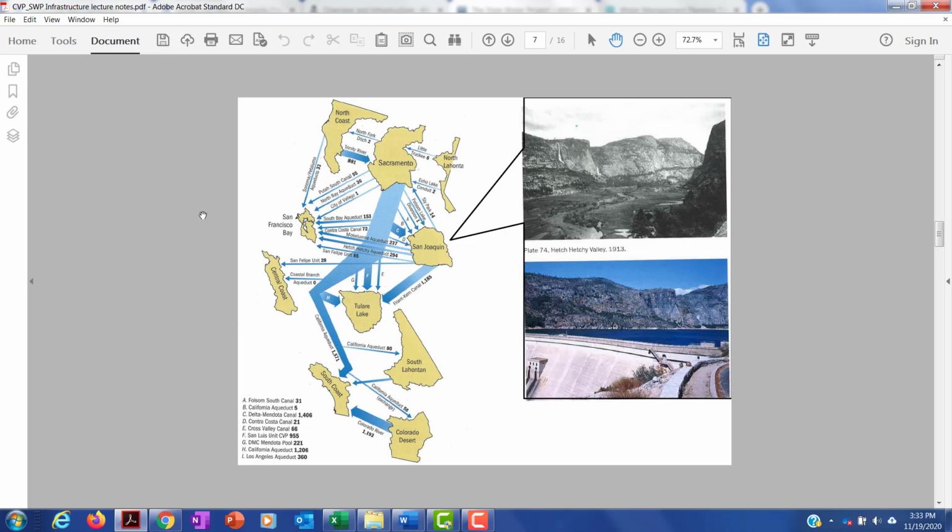Very complicated system. I just, on this for illustration, pointed out the Hetch Hetchy Valley and that controversial reservoir that provides water directly from the San Joaquin watershed, the Hetch Hetchy Aqueduct, to San Francisco Bay.